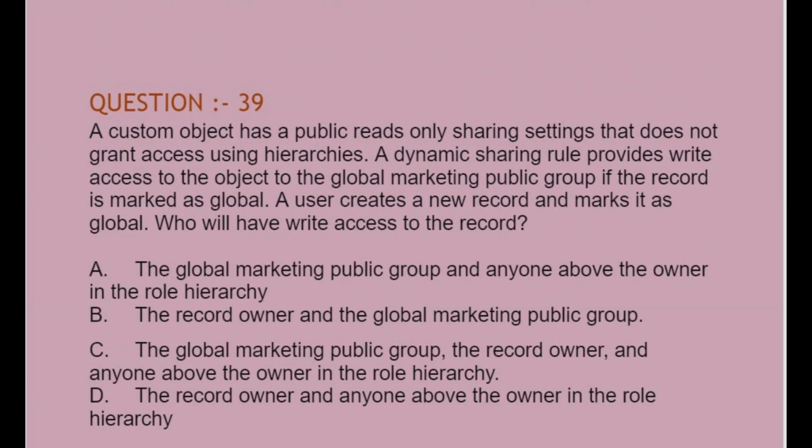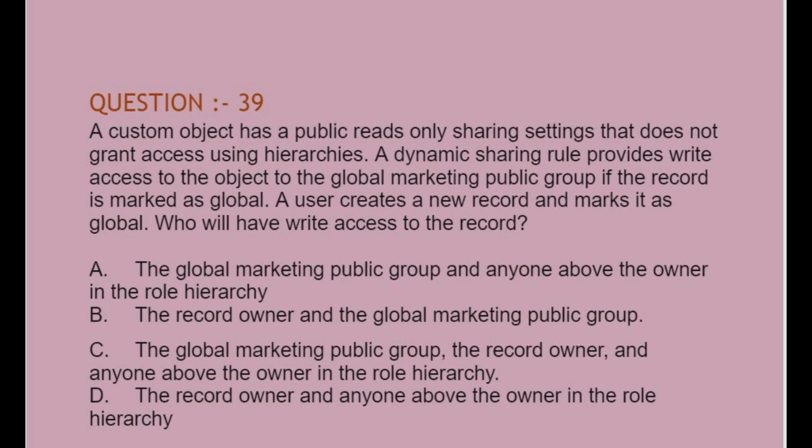Question is a custom object has a public read only sharing setting that does not grant access using hierarchies. A dynamic sharing rule provides write access to the object to the global marketing public group if the record is marked as global. A user creates a new record and marks it as global. Who will have write access to the record?